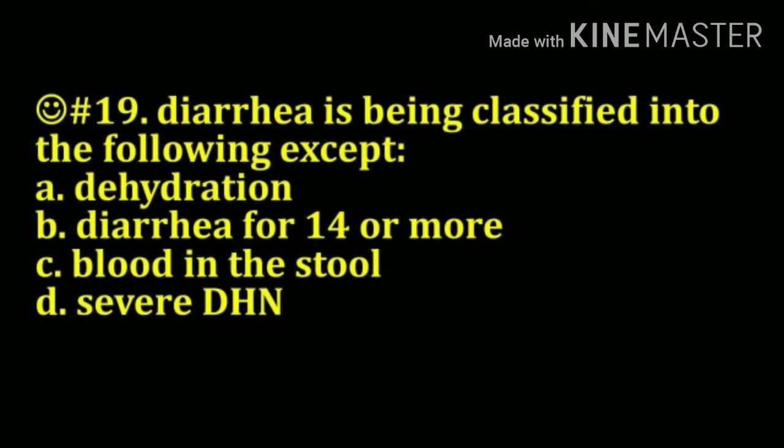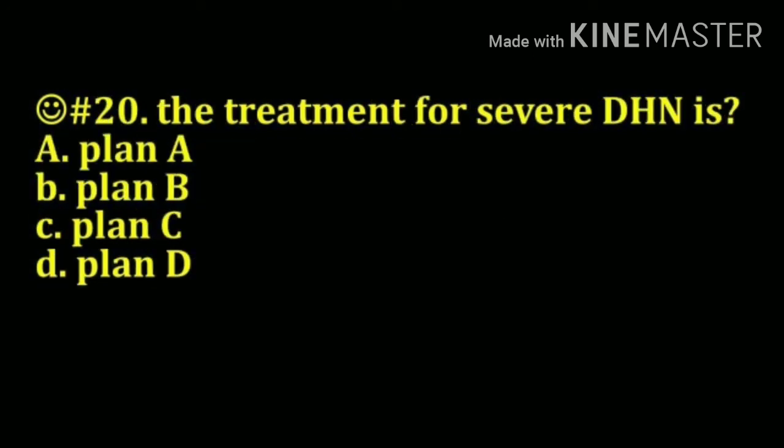Tapos yung letter B, diarrhea for 14 or more. So, ang meron tayo dyan is yung persistent at saka yung severe persistent. Tapos yung blood in the stool, ito yung dysentery. So, A, B, C. Okay, meron dyan. Pero, ang except natin is severe dehydration. Under kasi yan ng dehydration. Okay? Next question is number 20.